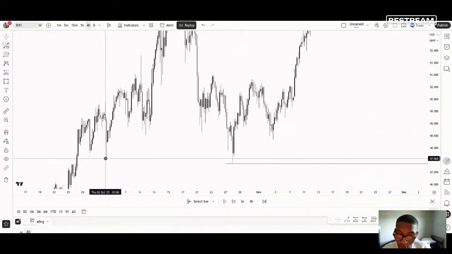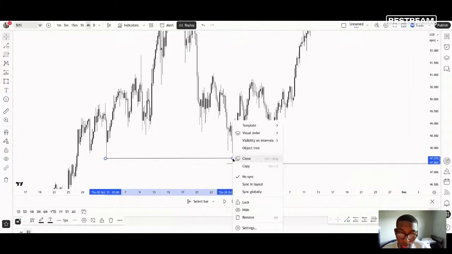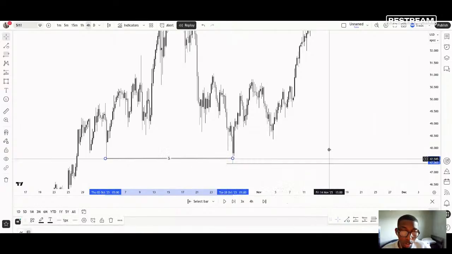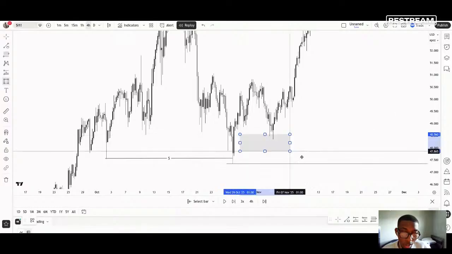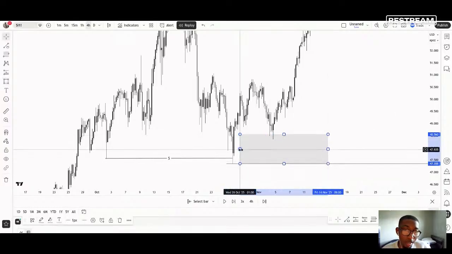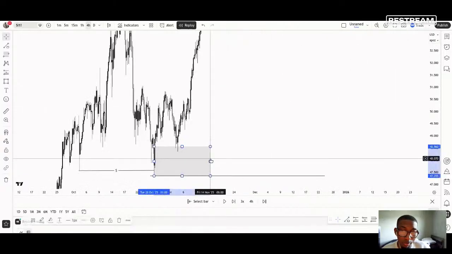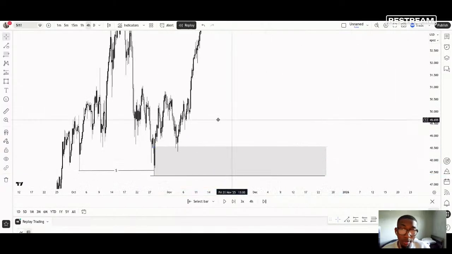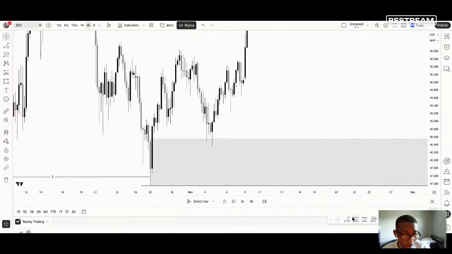Here is where liquidity was swept. So this is a demand zone that swept liquidity. So this makes this a high probability zone. So if I zoom in even more, what else do I see?